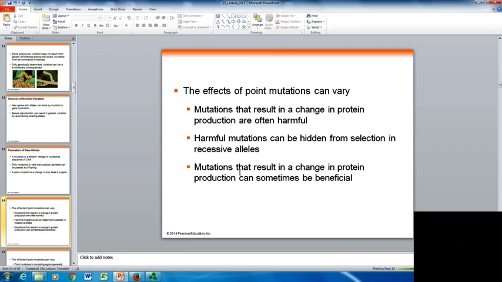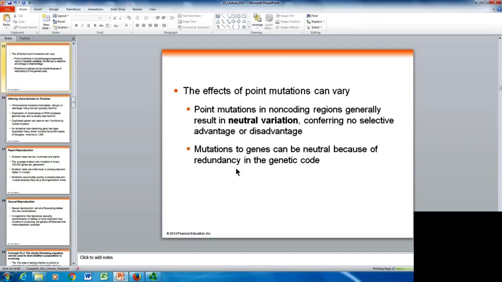And the effects of the point mutations can vary. Mutations that result in a change in a protein production are usually harmful. It's usually not going to make a protein that works as well as the original. The harmful mutations can be hidden from selection in recessive alleles. So if it's in a recessive allele, it won't actually show up in the phenotype. The individual would not even be aware that it's there. Mutations that result in a change in protein production can sometimes be beneficial as well.